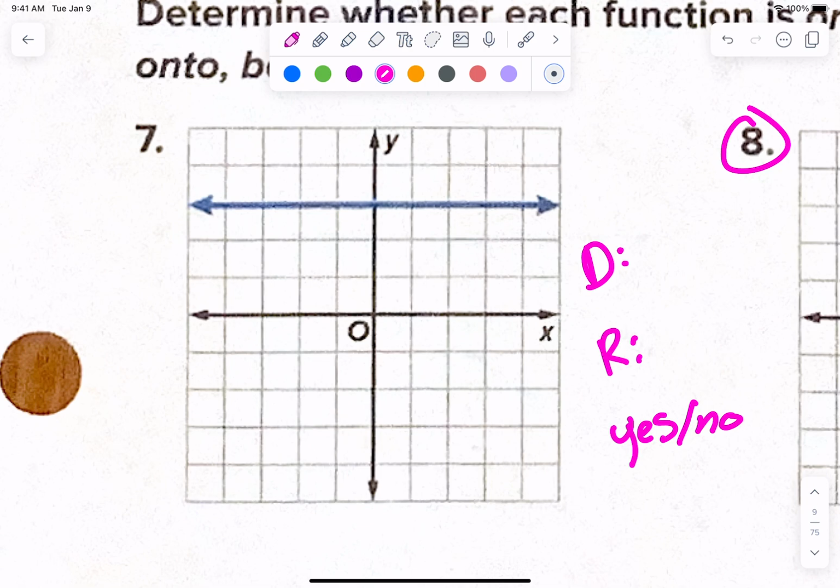Will it go down forever? What does it touch? This is its range. It's only going to be one value.